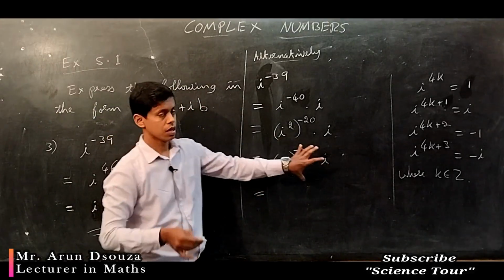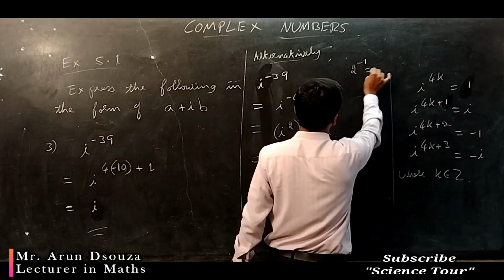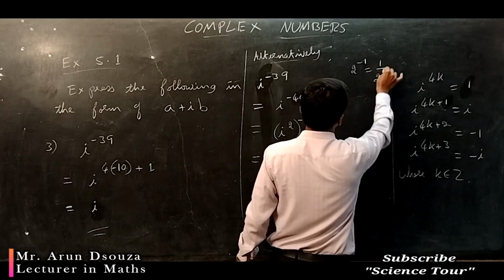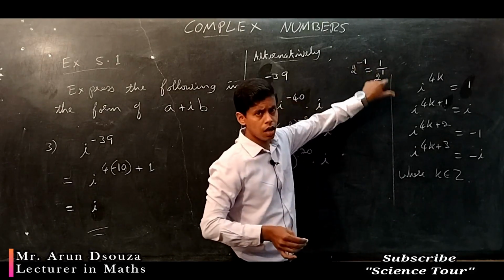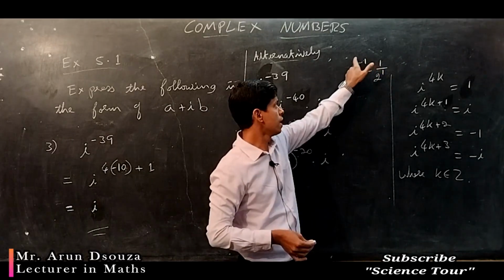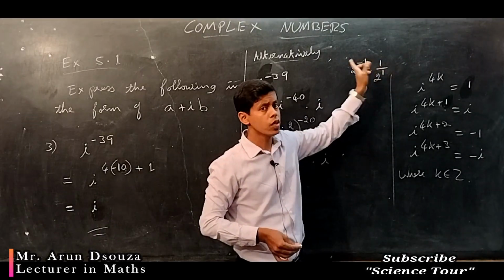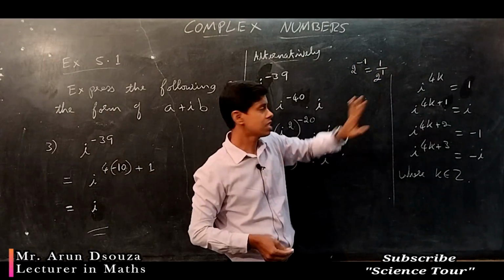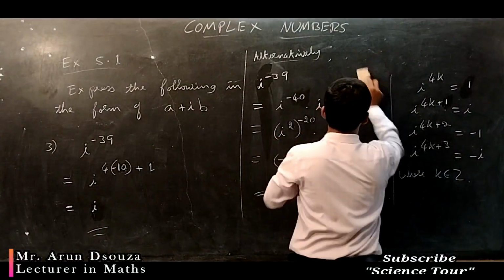Understand, if you have 2 raised to minus 1, you will write 1 by 2 to the power 1. So if you bring that down to the denominator, negative power becomes positive power here. You know that formula? Okay, that's just an example. Okay, so if you need the formula, I will have to write this way.